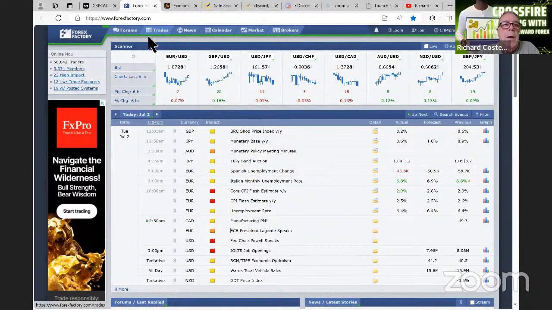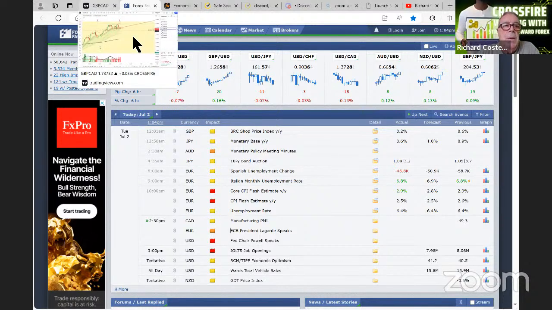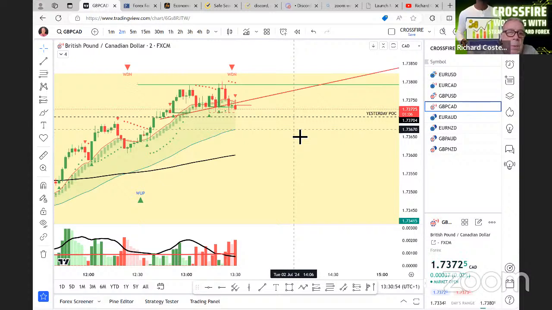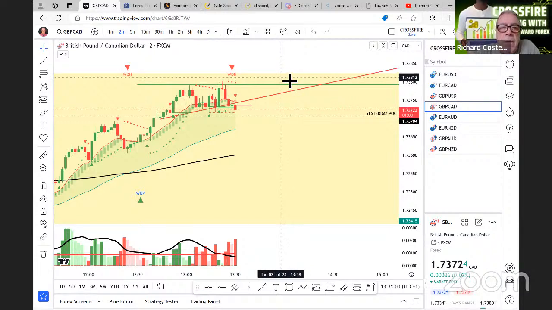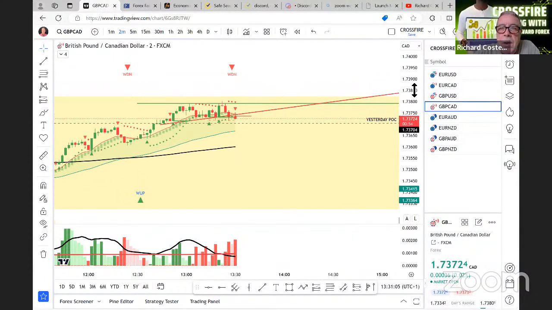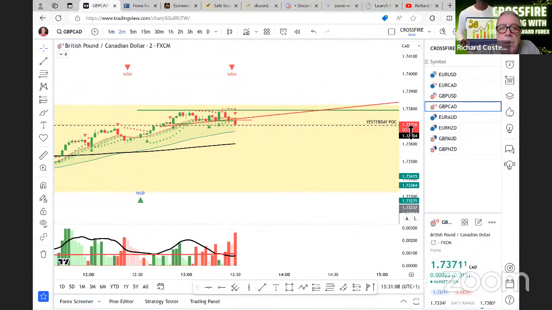I'm just going to go back through the pairs and do a bit of thinking out loud. I'm waiting for price on GBP CAD. I'm waiting for price to either move above the green trend line. I'm going to look up there and see if there's any targets up there. There's nothing nearby.